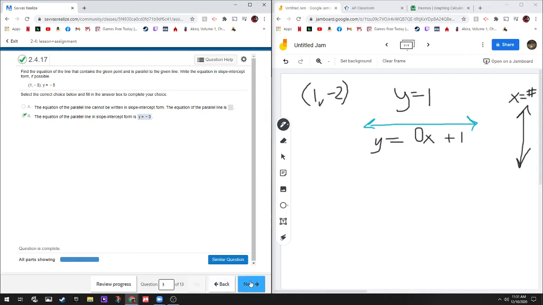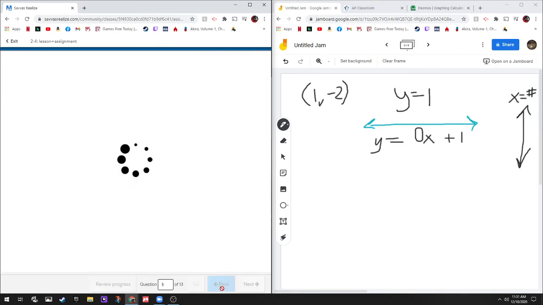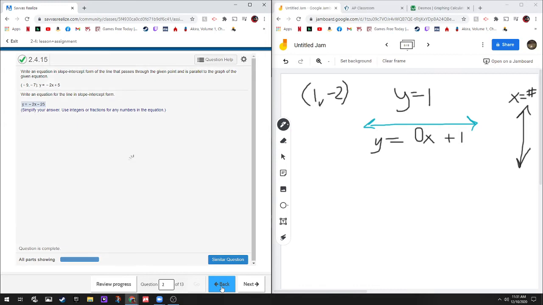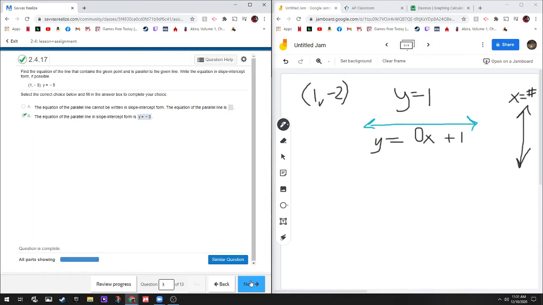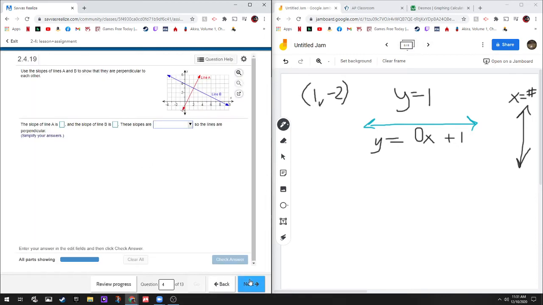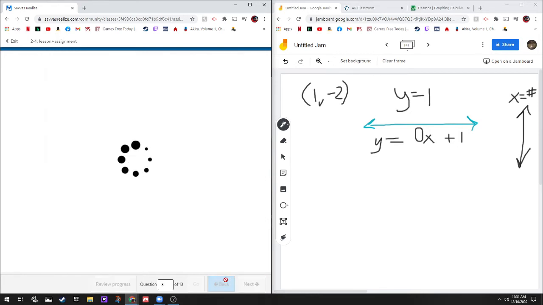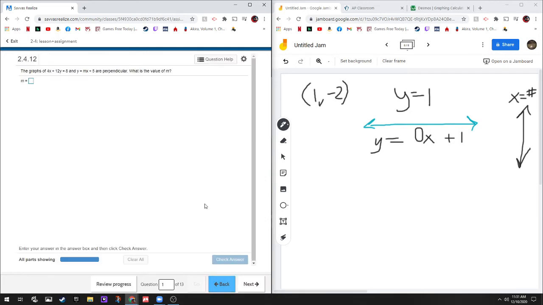All right. I want to get into perpendicular now. I don't want to get into perpendicular where we also have to solve for y, though, because that's going to be a little tricky. You know what? No, I'll show you guys. There's a little trick we can do here.